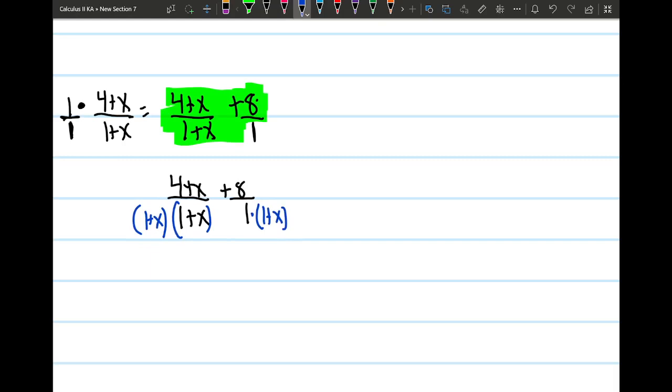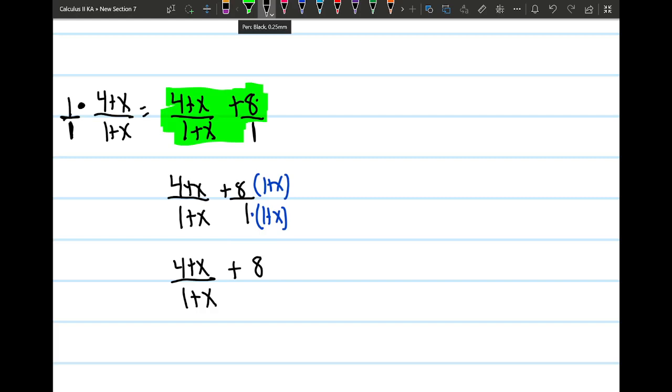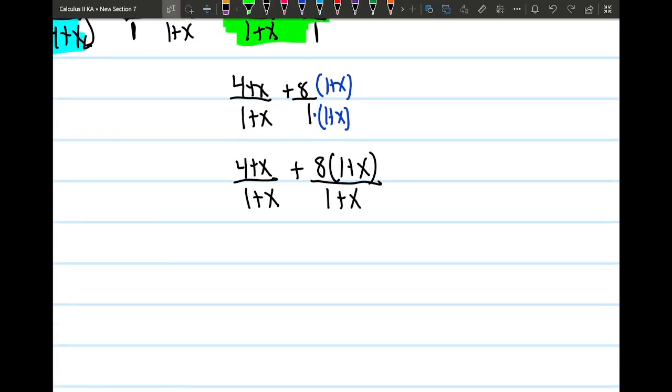So our common denominator should be 1 plus x, since that's the only thing it can get to. And what you do to the bottom, you do to the top. Oh, and by the way, actually it's not going to be right here, only here. So it should look something like this. So then this would be 4 plus x over 1 plus x plus 8. Now you're basically multiplying this entire thing to 8. So you're going to do 8 times 1 plus x over 1 plus x. So now we're just going to bring it all together.